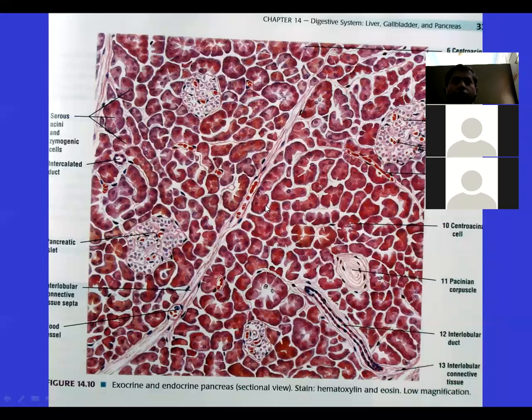So overall, so are you able to see? This is the islets of Langerhans. Okay, are you able to see the islet of Langerhans? Yes or no? Yes. Yes, Yes.